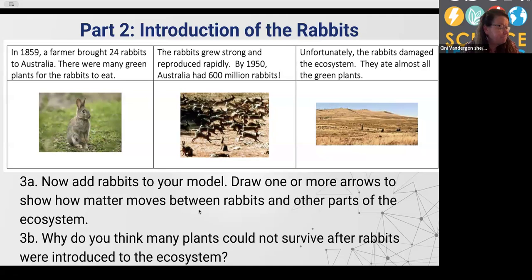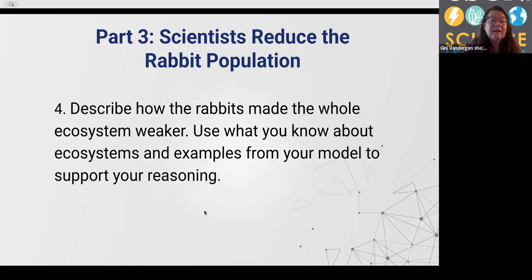Any ideas? There are too many plant-eating predators. Yes. There were more rabbits than plants, maybe? Yes. And students might be able to demonstrate that with arrows up and down for growth, etc. What about what's going on here? If the scientists were to reduce the rabbit population, what would that do?